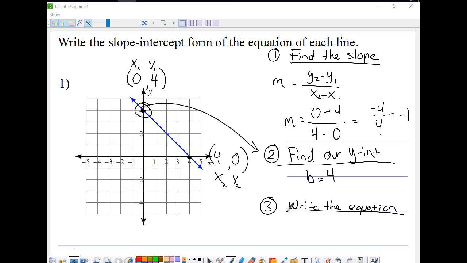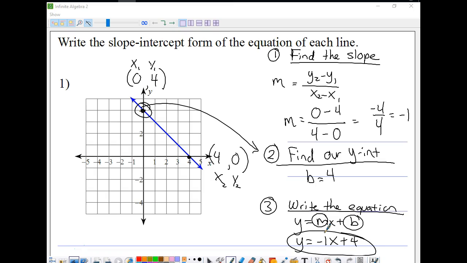Ready? So it's y equals mx plus b, right? But what we're going to do is replace these two things with what we found in steps 1 and 2. So what was our m? -1. And what was our b? 4. There you go. Do we need to really write the 1? No. You could actually just put -x plus 3.